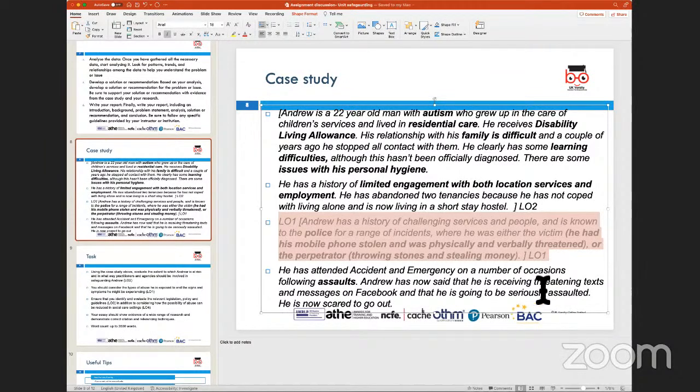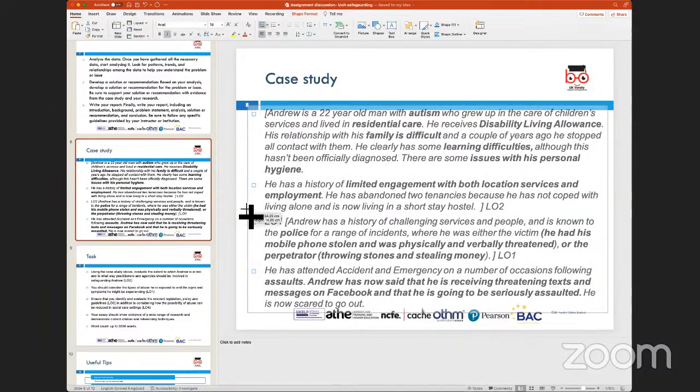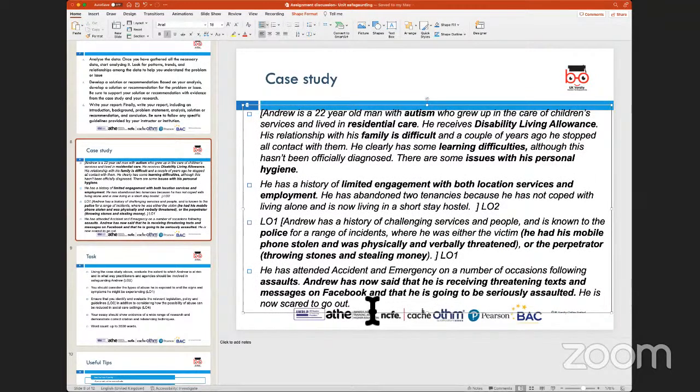Andrew has now said that he's receiving threatening texts and messages on Facebook, and he is going to be seriously assaulted. So what does this relate to? I had specifically shown a particular video on safeguarding, which took into account social media. This was contextual safeguarding, which covers the changes to safeguarding needed in order to avoid people being threatened, abused, or intimidated through social media or online channels. So this bit refers to contextual safeguarding.